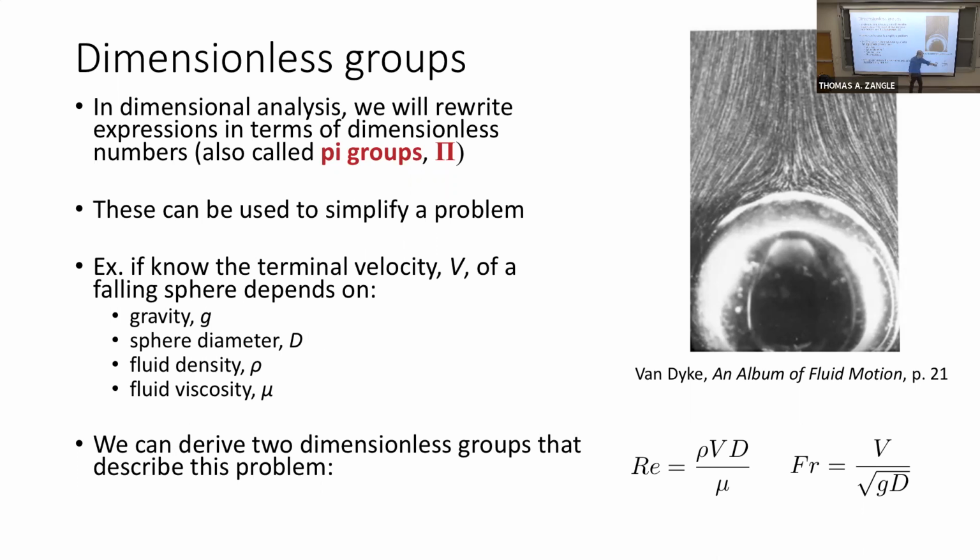And the other is going to be this Froude number, V over square root of gD. And we'll show how we can actually develop these two numbers. And what this is going to tell us is that in this problem, if I have two situations, like one where I have a sphere falling in water, and another where I have a sphere falling through honey, if I match these two numbers, then it's basically the same problem. So I would have the same scaled terminal velocity in both cases. But we'll look at more consequences of this.